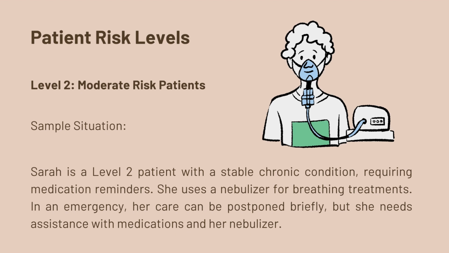Sarah is a level 2 patient with a stable chronic condition requiring medication reminders. She uses a nebulizer for breathing treatments. In an emergency, her care can be postponed briefly, but she needs assistance with medications and her nebulizer.